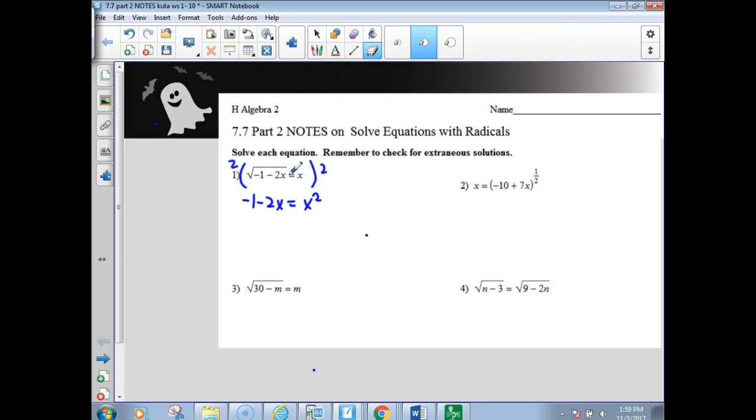All right, we're solving radical equations. We're taking it a step past what we did before, so I'm just going to show again what to do. Solve each equation. It does say remember to check for extraneous solutions. Do you remember what that means?